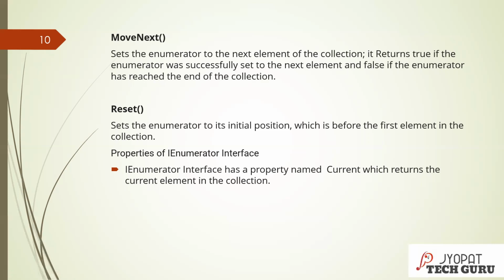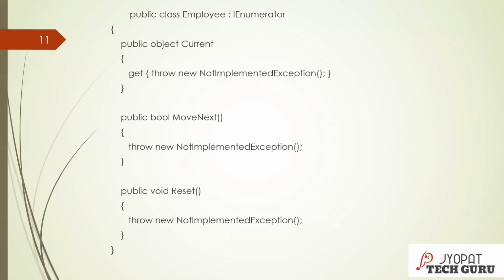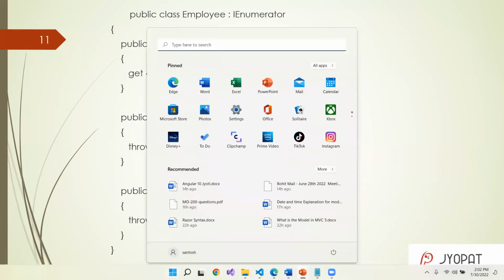Just like I want to go for the previous item that the pointer is pointing to, that time I can use this reset. So the IEnumerator interface has a property named current, which returns the current element in the collection. So we have got current as one of the properties, and move next as well as reset as the two functions. So let us see with an example how exactly the things are going to get executed.